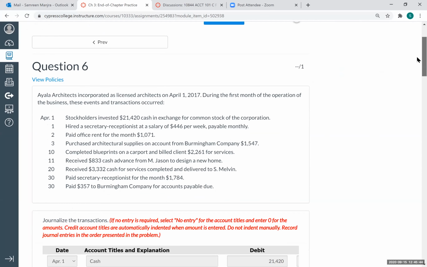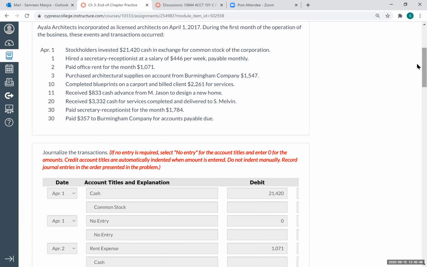So in question number 6, we are given some data. This is Ayala Architects, incorporated as licensed architects on April 1st, 2017. During the first month of operations, the following events and transactions occurred. So we're given a lot of different events that have occurred in the month of April.